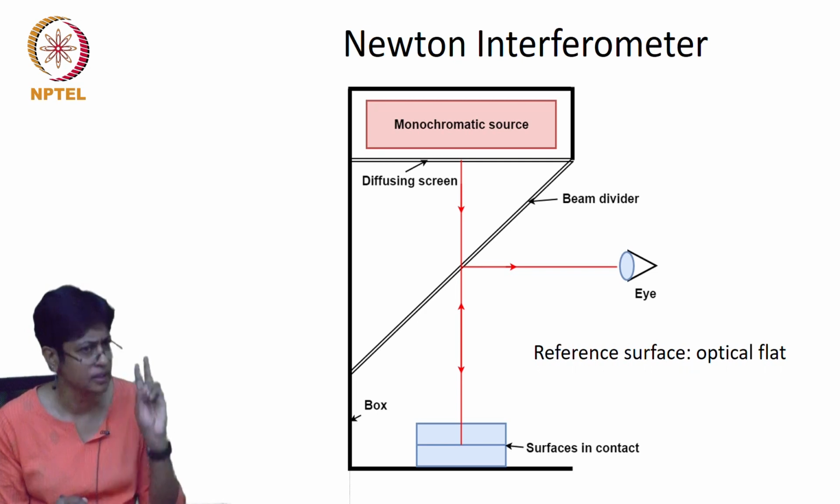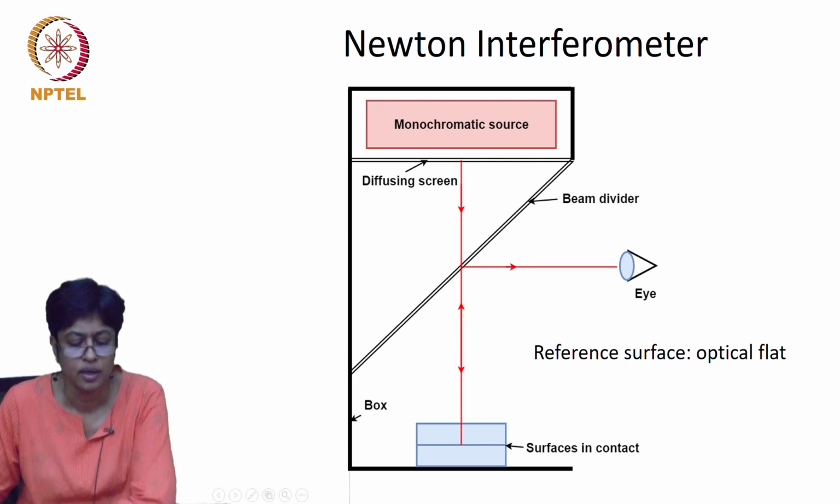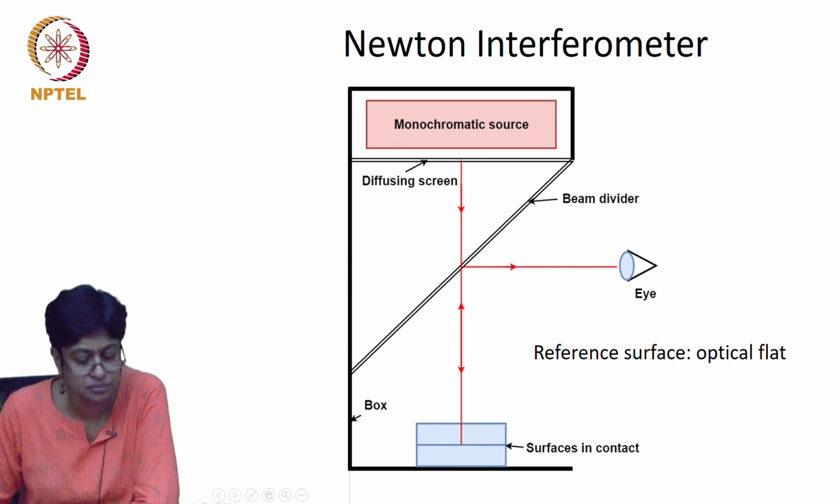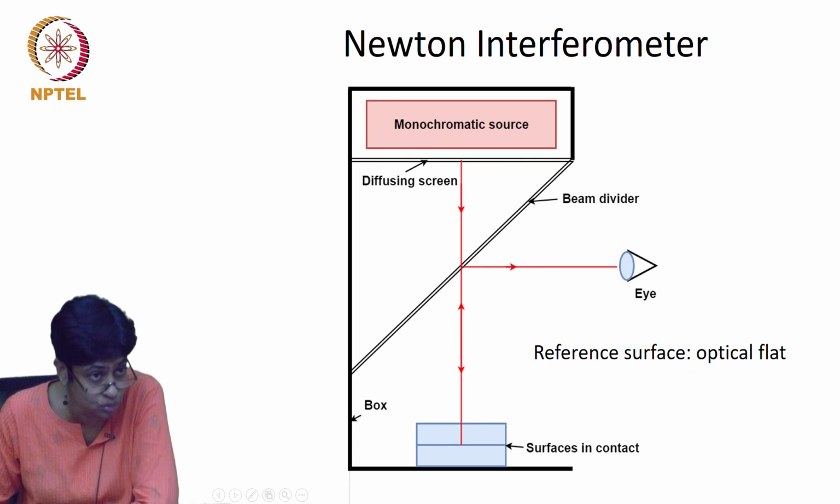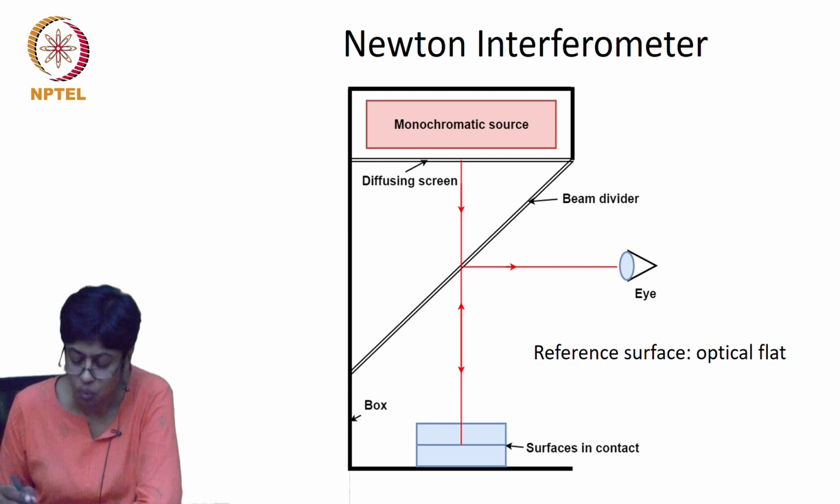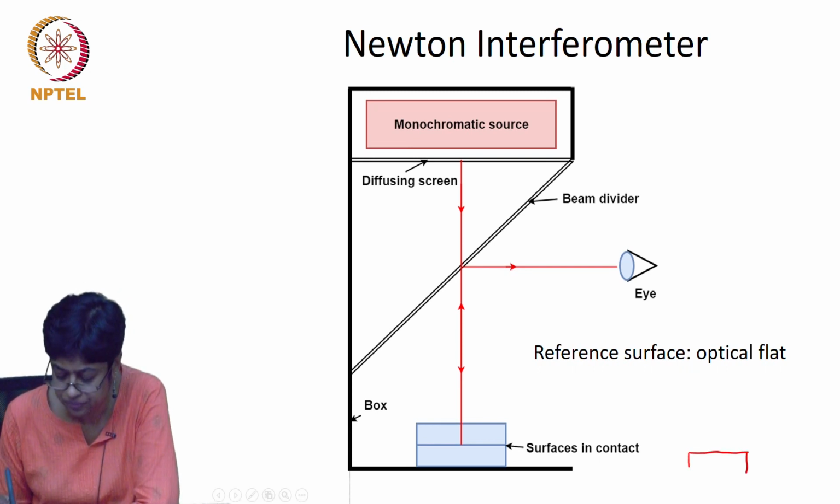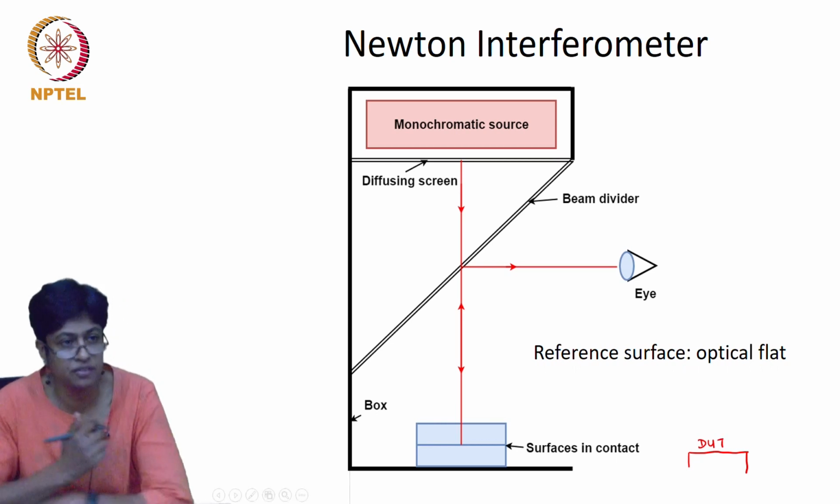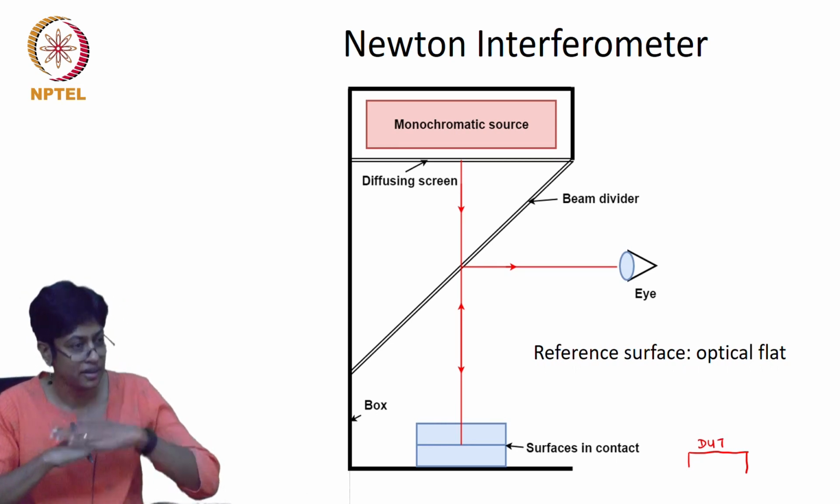I always need at least 2 beams. So, here's the source. Light travels from this source, through this beam splitter. So, it's partly sending some light through. That light comes and hits this element here. Now, this actually is 2 elements. One is a reference, and on this you put your device under test. Okay, so, the device under test is resting on this reference surface.